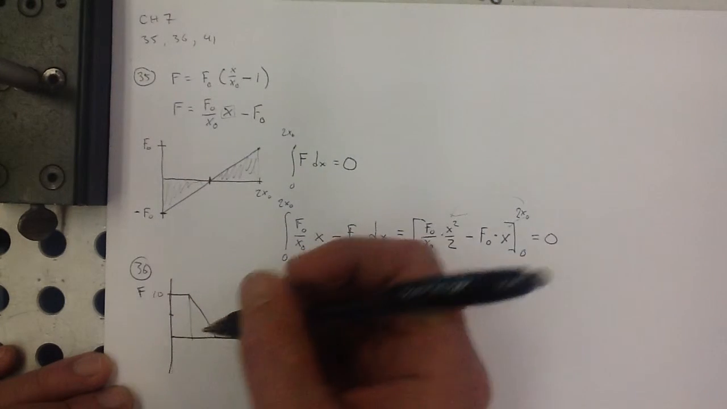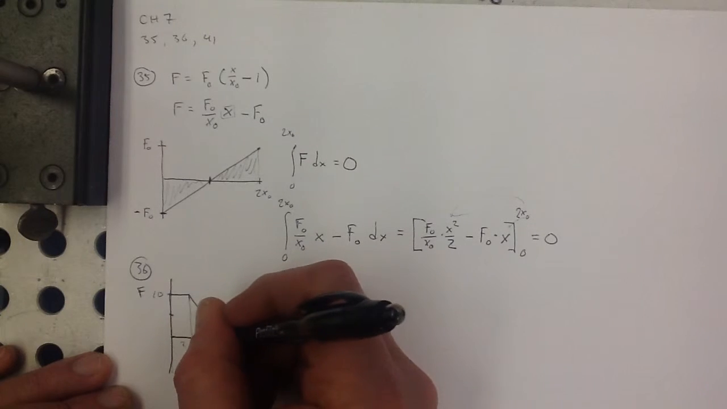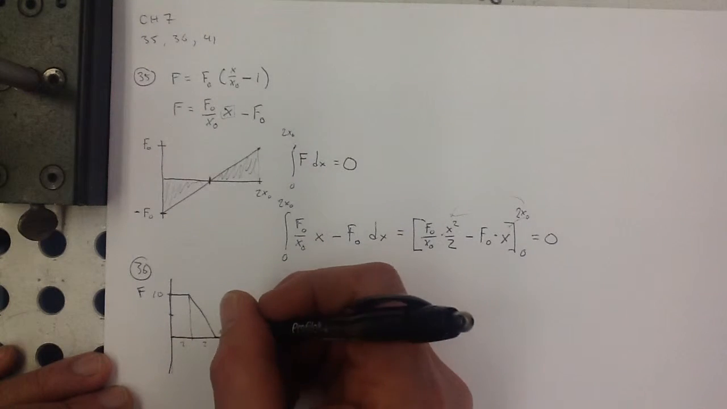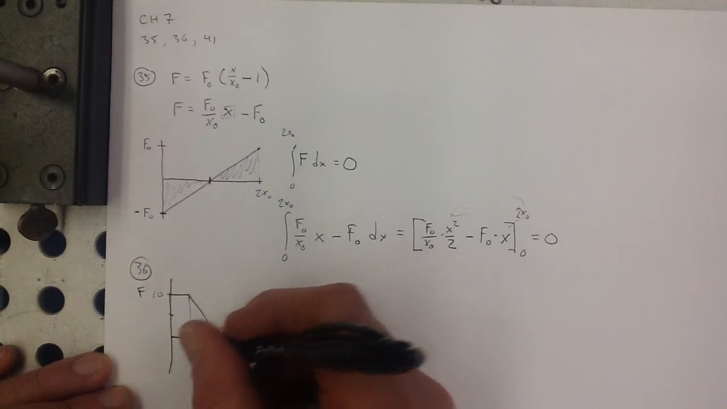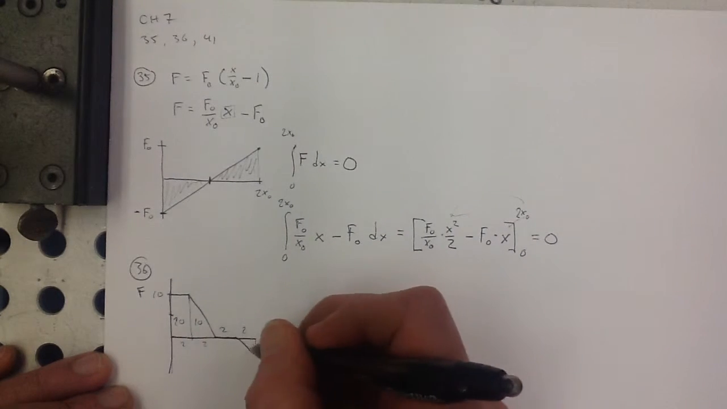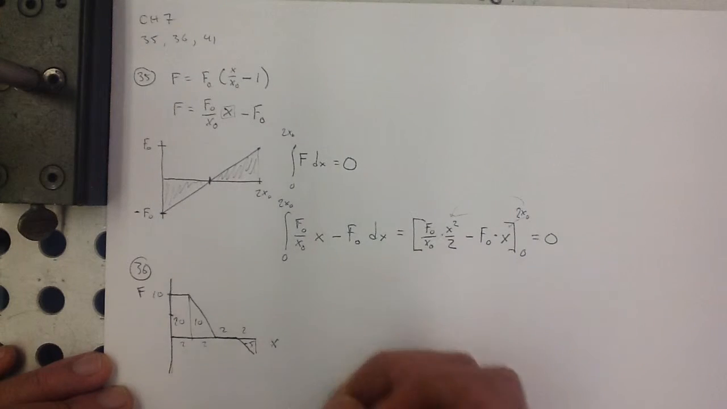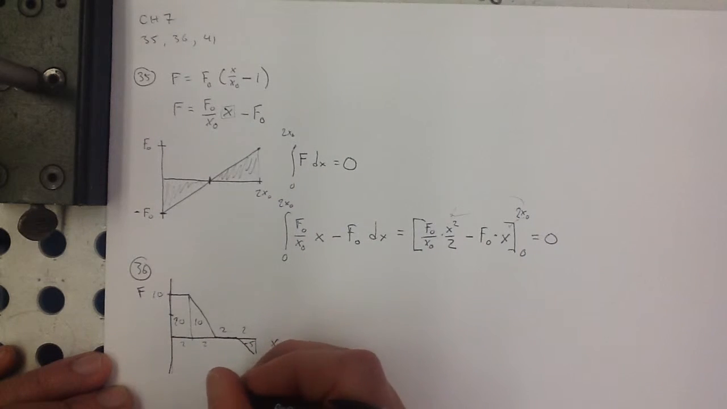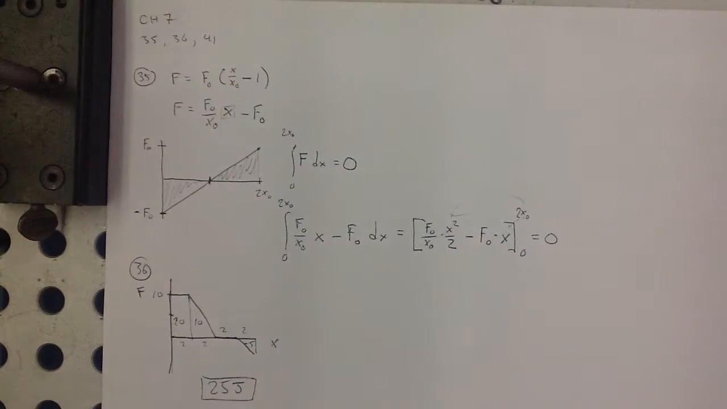So I think we have this. These are all 2 meter intervals. So that'd be 20, this would be 10, this is -5 if you do those areas, and the total would be 25 joules when you find that area. No sweat.